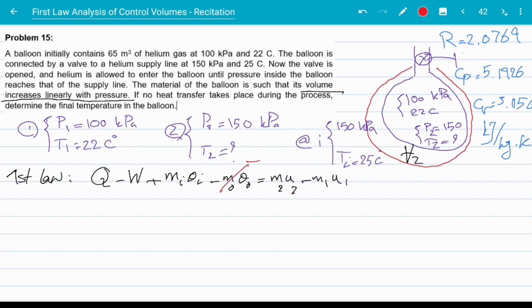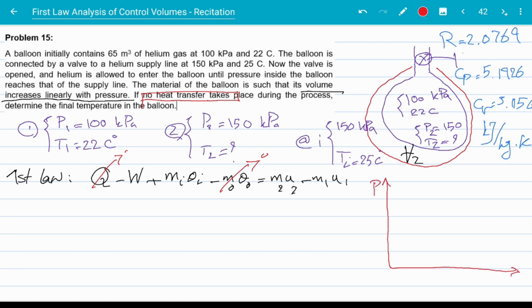No mass is going out, so this term is dropped. The problem again explicitly says that there is no heat transfer involved, so Q is gone. What about work? Now we know that this balloon is expanding in volume. It means that the boundaries of the control volume are moving, so we have boundary work. Now remember, whenever we had a situation where pressure and volume had a linear relationship, we could use the plots to find the boundary work. Let me show it on this PV diagram.